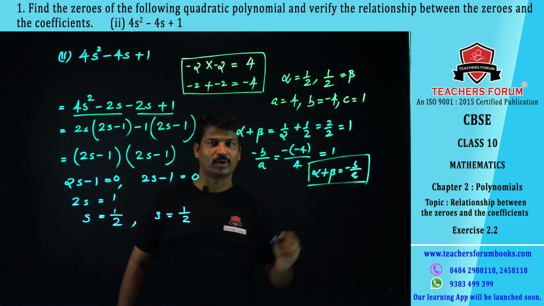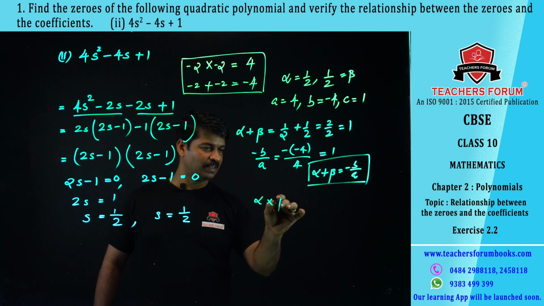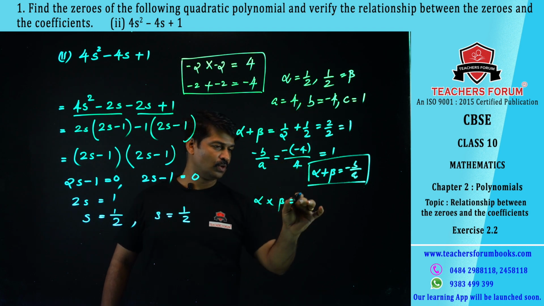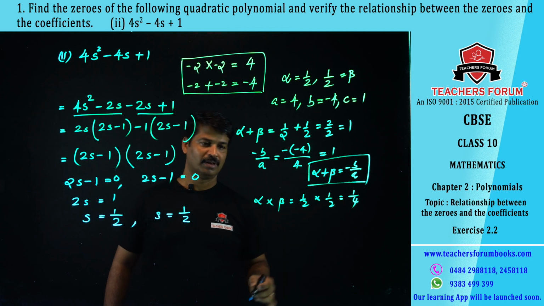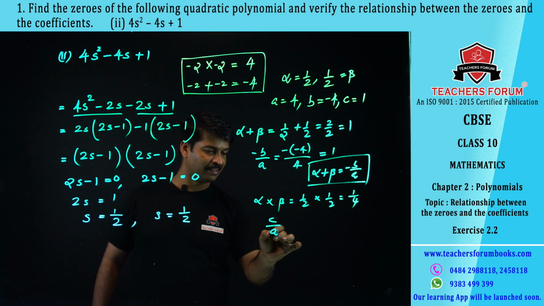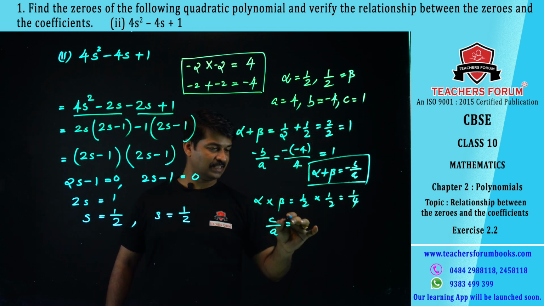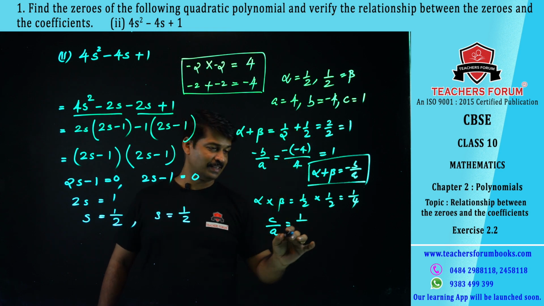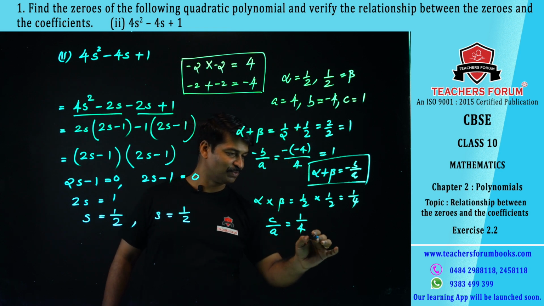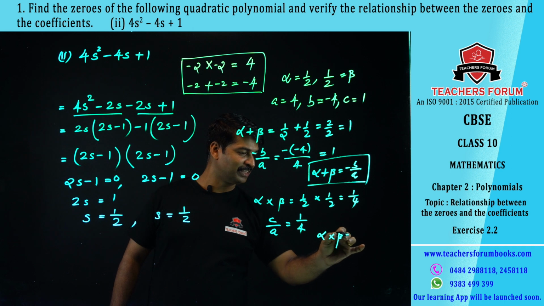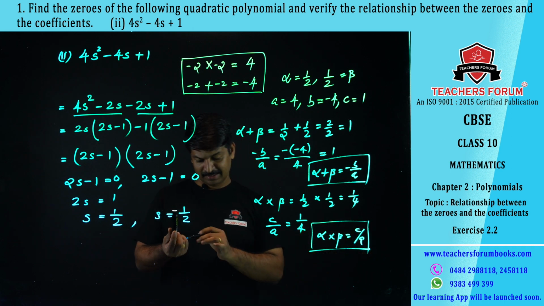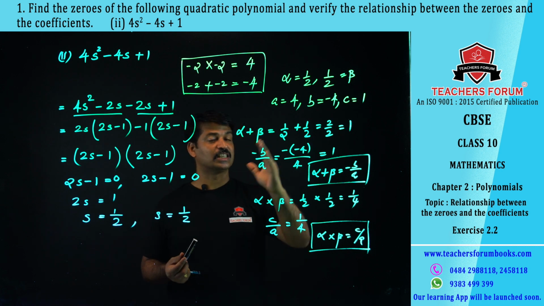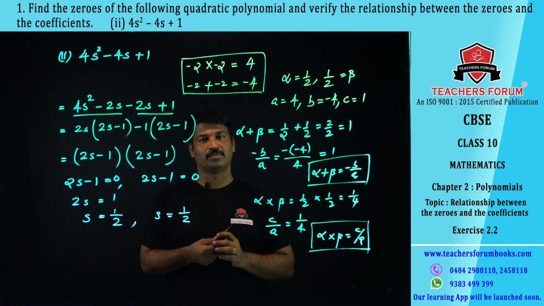Now let us find out what is alpha into beta. Alpha into beta is equal to 1 by 2 into 1 by 2, that is 1 by 4. Let's find out what is c by a. What is c here? C is 1. What is a? A is 4, so 1 by 4. So from this we conclude alpha into beta is equal to c by a. So we have verified the relationship between the zeros and the coefficients of the polynomial.